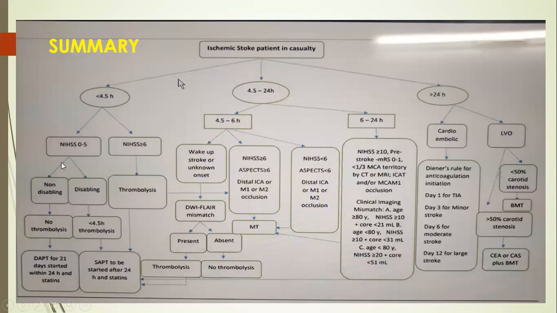Again, you need to divide the minor stroke into disabling stroke and non-disabling stroke. I'll tell an example. If an 85-year-old male patient presents to the emergency with just weakness of his fingers, that is not a major disability for him. If a young patient, or a surgeon, or a driver has weakness of the fingers, it is disabling for him. You need to decide whether the deficit is disabling for him or not.